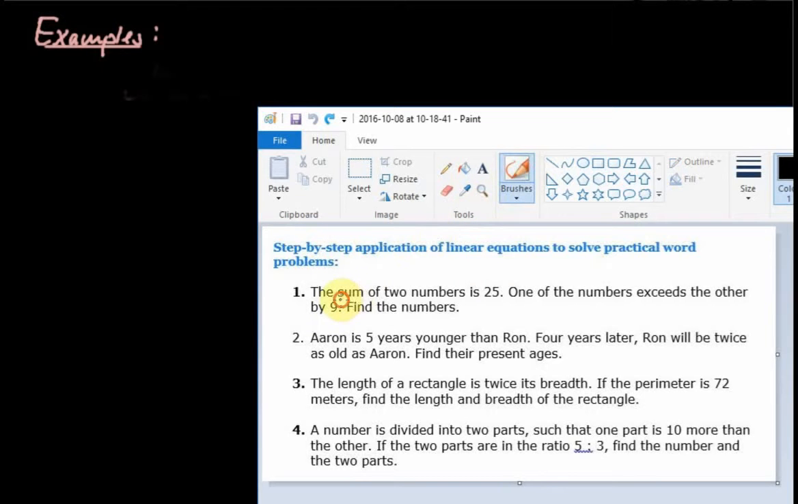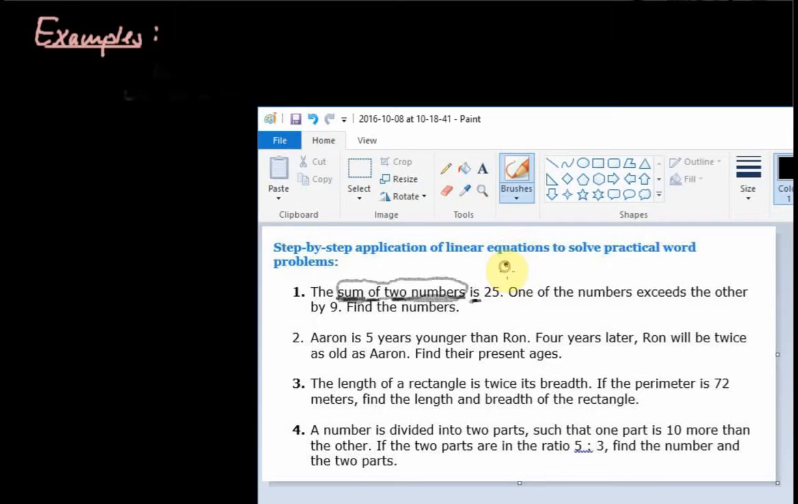Have a look here. The sum of 2 numbers. These are keywords here. If I circle them like this: sum of 2 numbers, the keyword is 25. One of the numbers exceeds the other by 9. Find the numbers. So it's like saying the sum of the 2 numbers is 25.